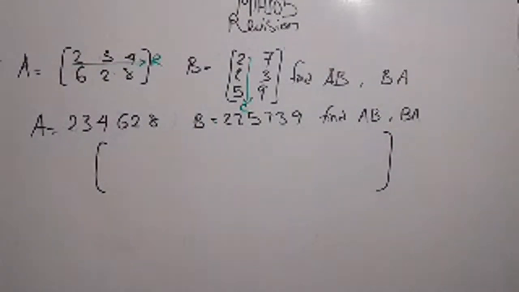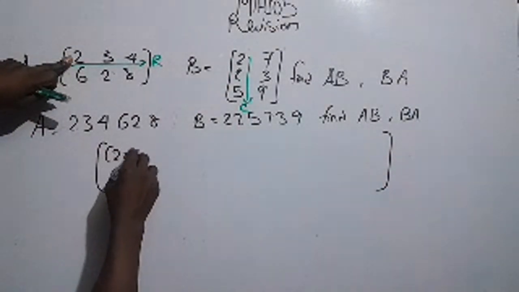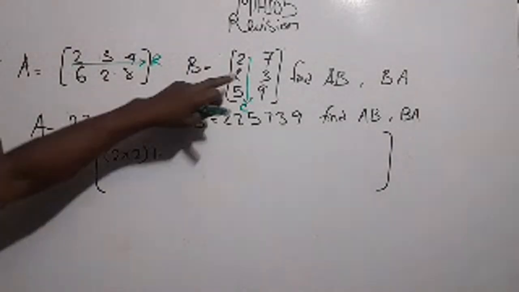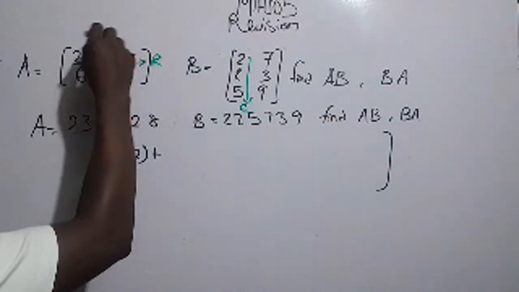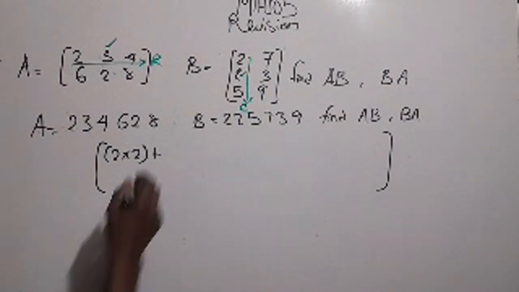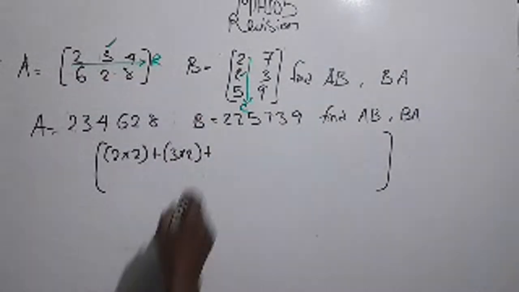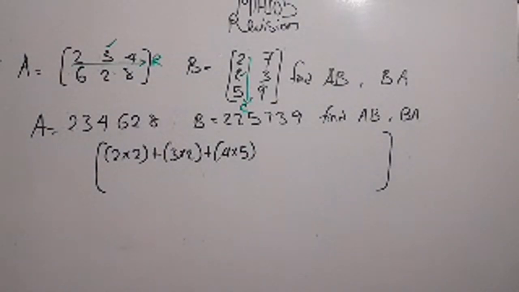And from here, we can say 2 multiplied by this 2, plus this 3 multiplied by 2, plus this 4 multiplied by 5. And we have that. Okay?